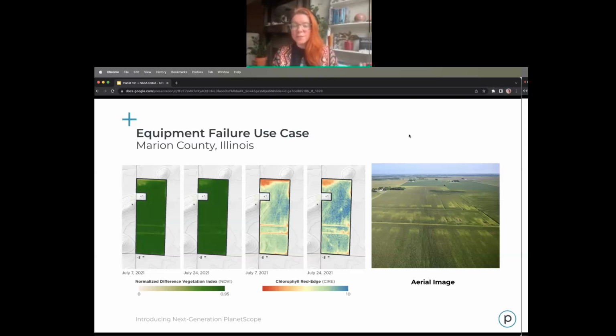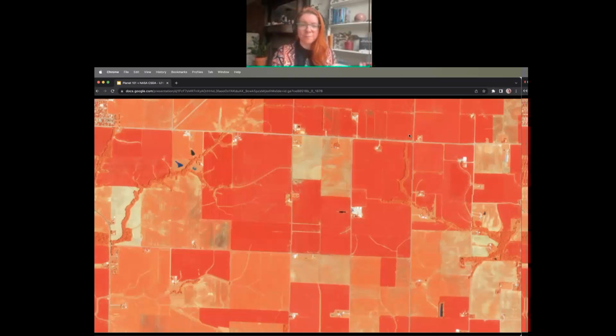In certain parts of the growing season, NDVI can saturate. So if you're using chlorophyll red edge, you can start to look for crop stress. In this specific case, the red areas here were showing crop stress where there were equipment failures. And so they went and did drone imagery on the ground to confirm what was going on in the places where they could see stress in the PlanetScope imagery. This is a zoomed in view of some of the chlorophyll index, and this is made using the near infrared and the red edge bands.